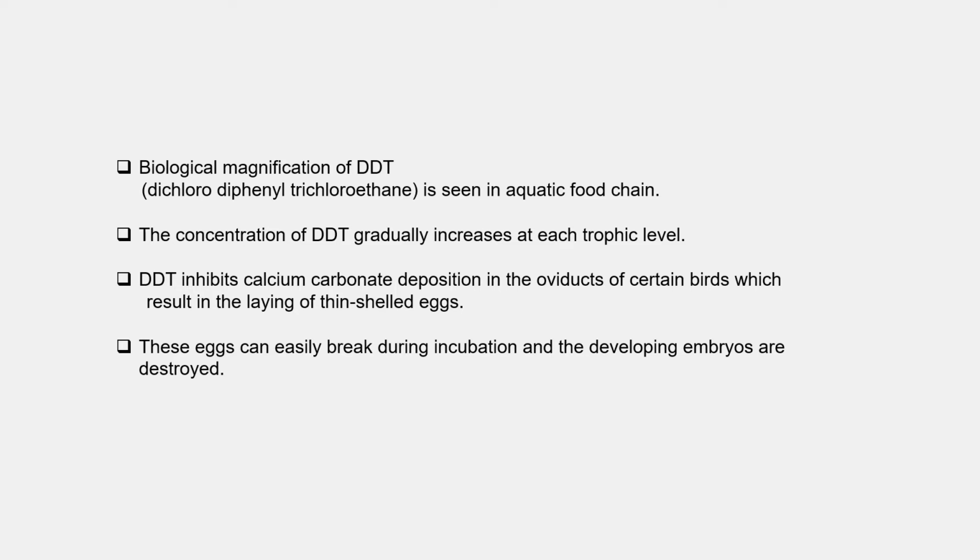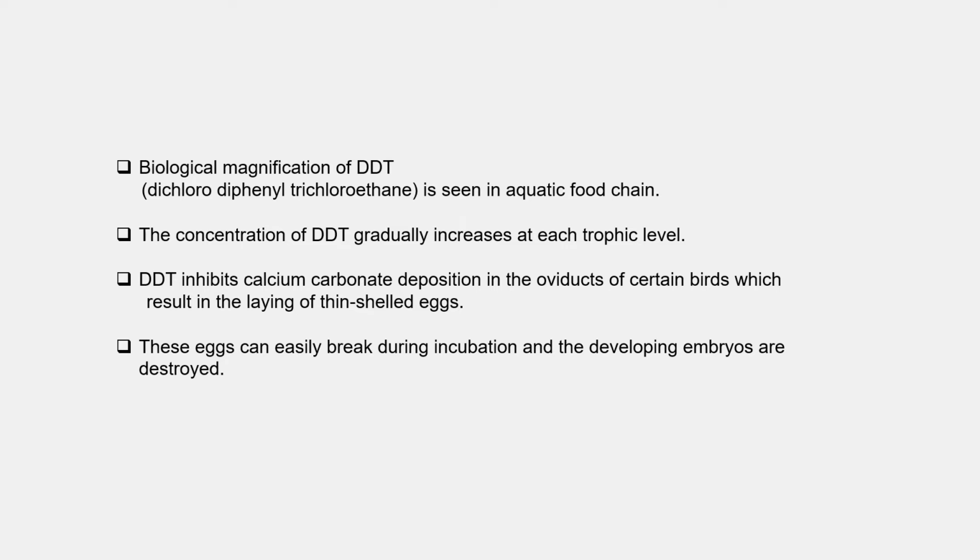Okay, so these eggs can easily break during incubation and the developing embryos are destroyed. See the effect. DDT inhibits calcium carbonate deposition in the oviduct of certain birds, which results in the laying of thin-shelled eggs. I hope you understand. This is about the different pictures for biological magnification.